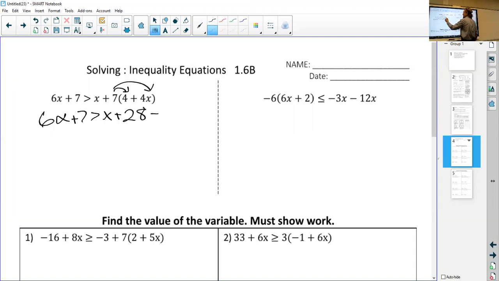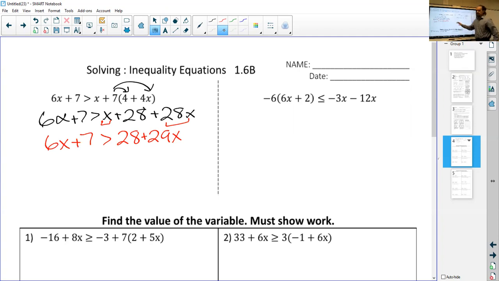7 times 4x is 28x. Once the parentheses are done, we combine any like terms that we can. So x and 28x is 29x. We bring everything else down. 28 greater than still 6x plus 7 over here.